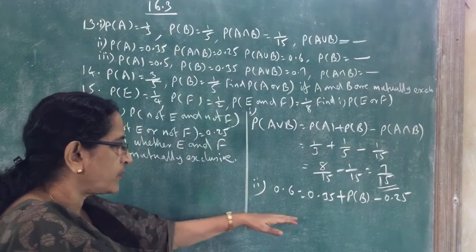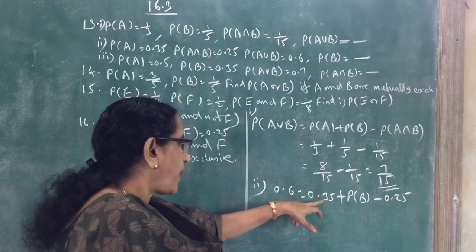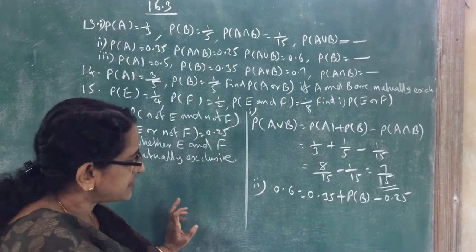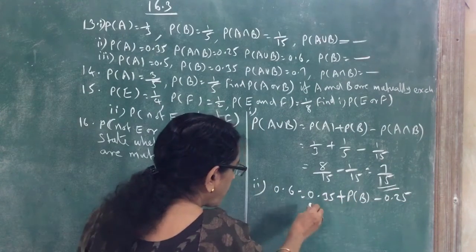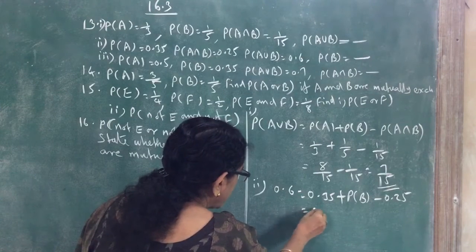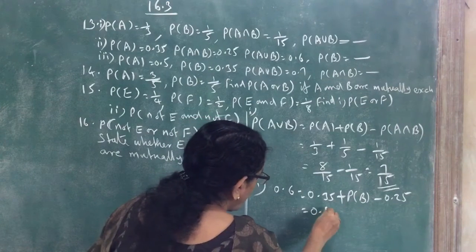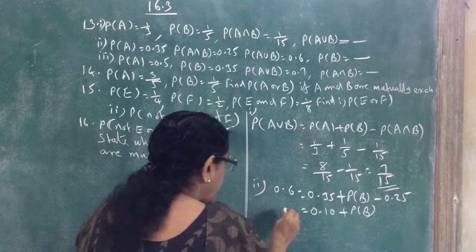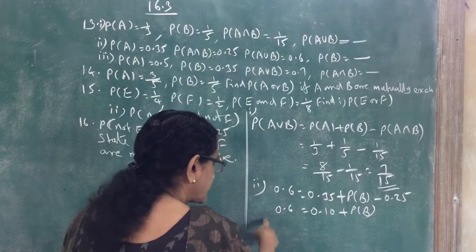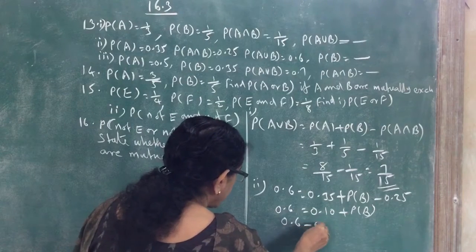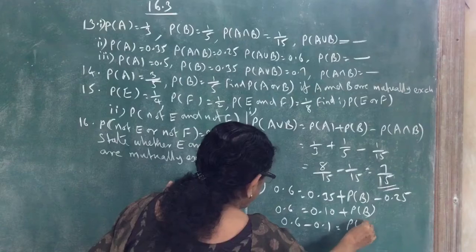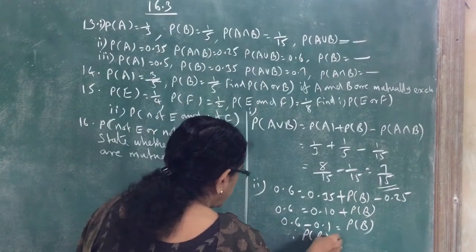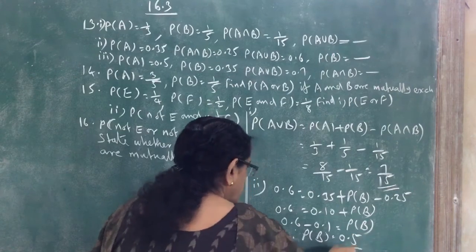Now using this formula we can find the probability of B. So 0.35 minus 0.25 is 0.10. So 0.6 equals 0.10 plus probability of B. Now we can take 0.1 to this side. So 0.6 minus 0.1 is equal to probability of B. That is 0.5. Therefore probability of B equals 0.5. So that is the answer.